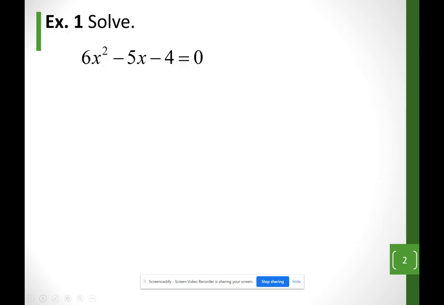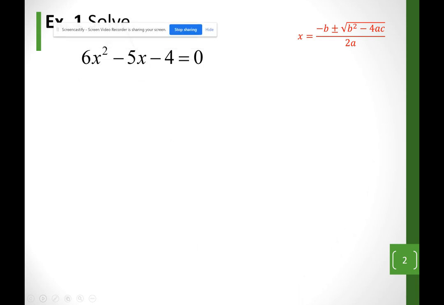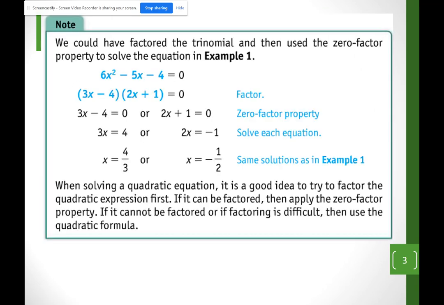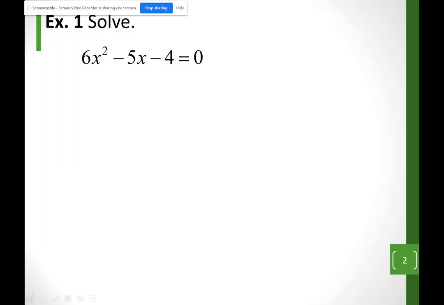So let's take a look. Let me remember the formula. Negative b plus or minus the square root of b squared minus 4ac all over 2a. So let me identify my A, my B, and my C. My A is 6. My B is negative 5. And my C is negative 4.